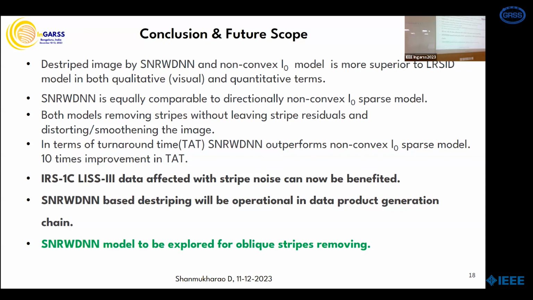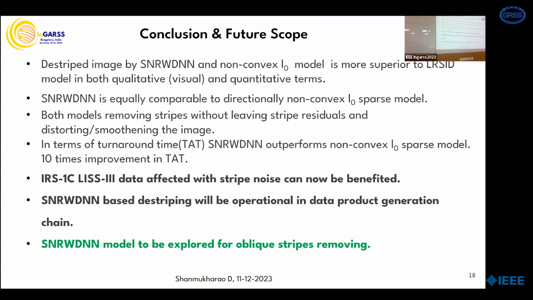here what we have done is we have taken the Landsat 3 image, 6K by 6K, and divided it into 500 by 500 chips, and then again merged it. So within 1 minute only we are able to do that destriping, whereas the non-convex L0 model takes more time. So from a time point of view, this model has a very big advantage.